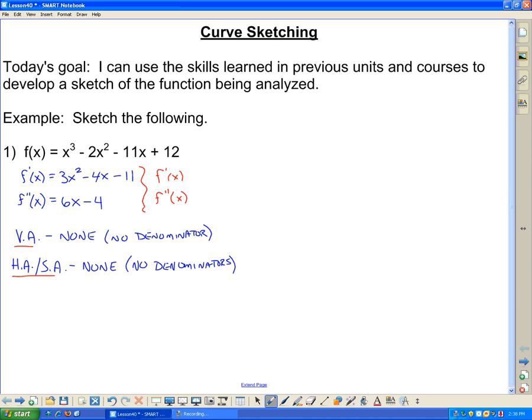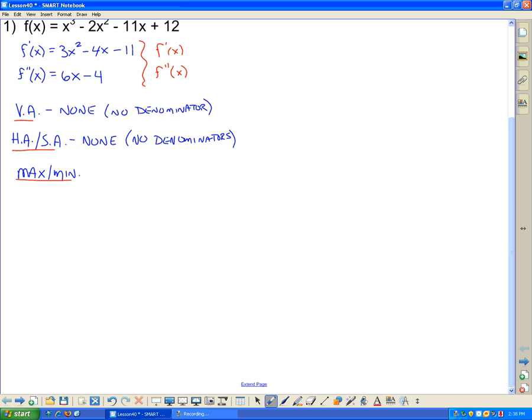Max min. So if we look at our max min value, we let f prime of x equals 0. So I have 3x squared minus 4x minus 11 equals 0. I'll quickly check to see if I can factor here. So 1 and 3, 3 and 1. It's a complex trinomial. Do any of those combinations give me 4? 11 and 3 won't work.